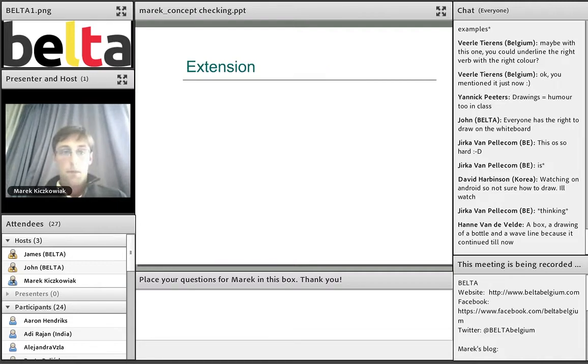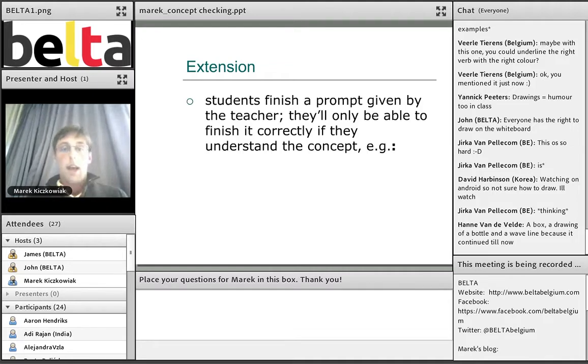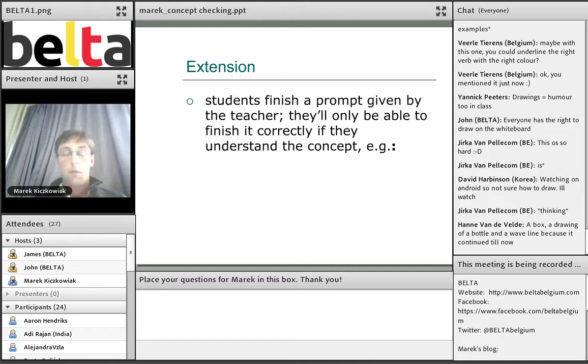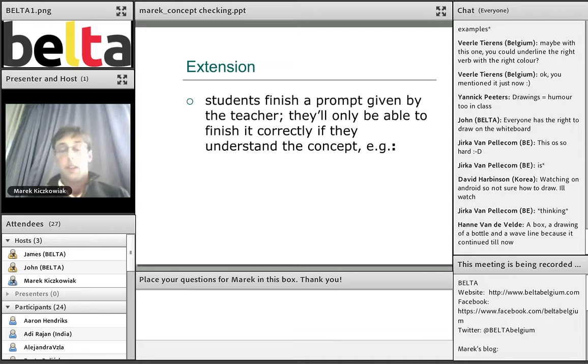Now, let's look at a technique called extension. In this activity, in this concept checking, students basically finish a prompt you give them, and they can only finish it if their answer can be logical, if they understand the language that you're concept checking. For example, "although it was raining". So we've explained the meaning of although, and now we are concept checking it.